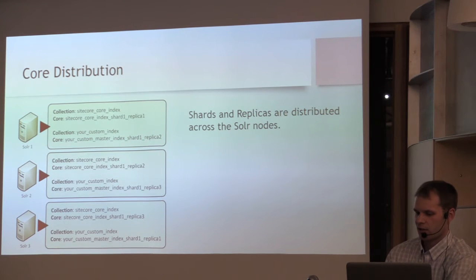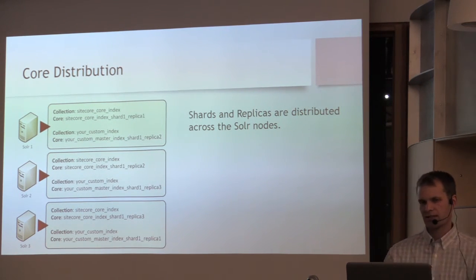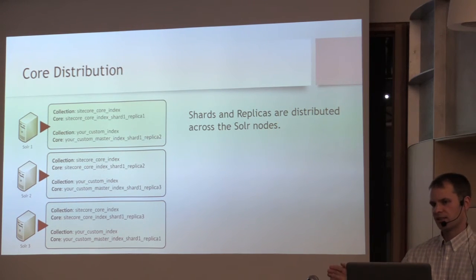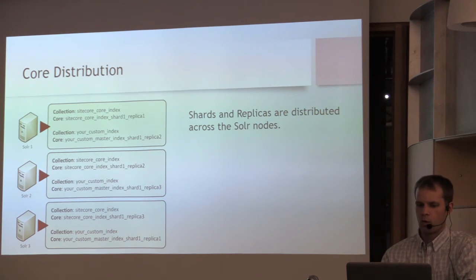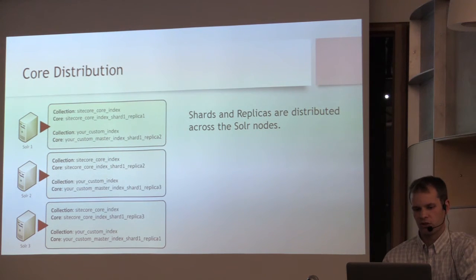So a collection is composed of shards and replicas. If you've worked with other database tools or search providers, you may be familiar with the concept of sharding. That's essentially cutting your index up into slices. And then a replica is a copy of a shard. So in this example, we have only 1 shard in our collection, and we have 3 replicas. So we have 1 replica on each node.